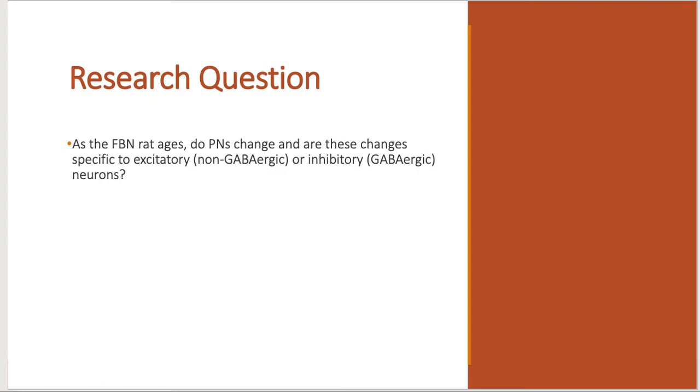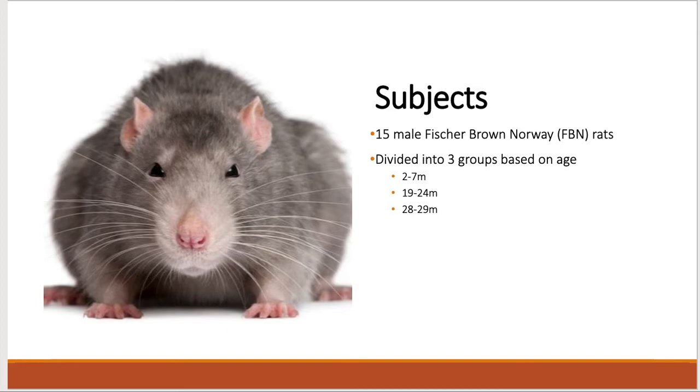So now we get to the research question that the authors of this article wanted to investigate, and that is, as the FBN rat ages, do PNs change, and are these changes specific to excitatory or inhibitory neurons? To investigate this question, 15 male FBN rats were selected as subjects and were divided into 3 groups based on age. So we have a 2 to 7 month old group, a 19 to 24 month old group, and then a 28 to 29 month old group.